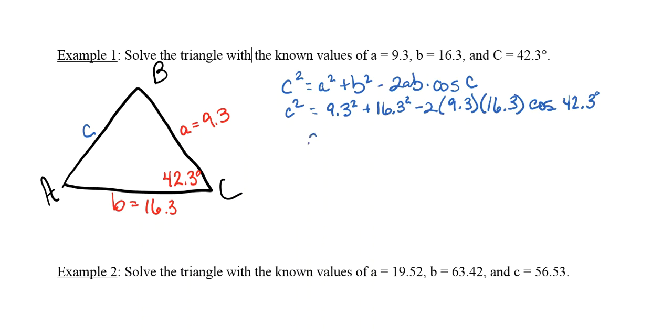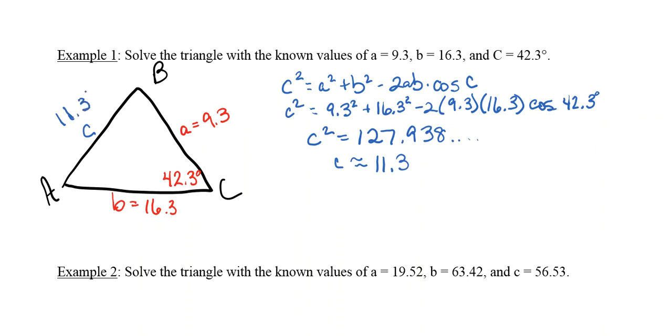I end up with that C squared is 127.938 with some other numbers. So of course, since I'm looking for C, I will need to square root that. So C is approximately, and since B and A are to the 10th place, I'm going to go to the 10th place. So I get 11.3.